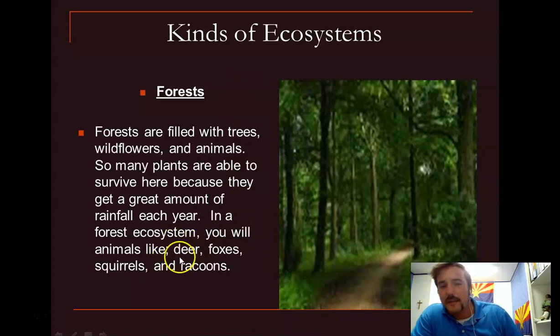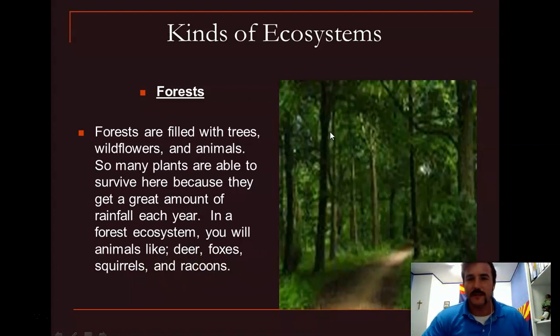That's why you have the deer, right? They're the ones that like to eat the plants. But then you have other things that like to eat them, like bear and things like that. You're going to have foxes, raccoons, squirrels. Again, you're going to have grass and all kinds of different trees there.